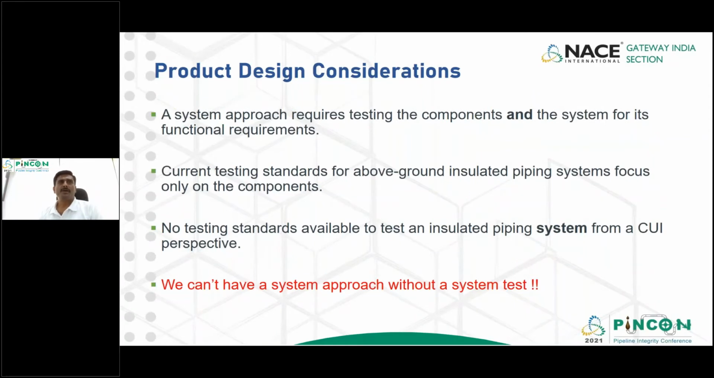The system approach requires testing the component and the system for its functional requirement, but the current testing standards for above ground insulated piping focus only on the components. No testing standards are available to test the insulated piping system from a corrosion under insulation perspective. We can't have a system approach without a system test. The specifiers and International Standard Committee must emphasize insulated piping system tests to prevent corrosion under insulation.